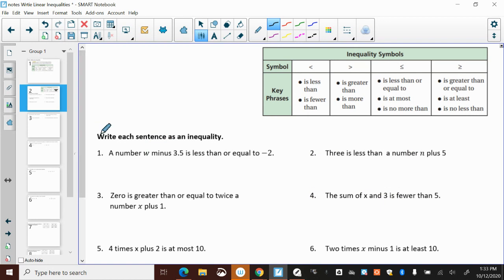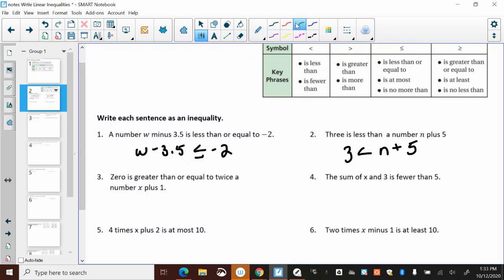We want to go ahead and start just translating. So it says a number W minus 3.5. Okay, so a number W minus 3.5 is less than or equal to -2. Let's try another. 3 is, so that kind of means like the symbol for the inequality, is less than a number n plus 5.